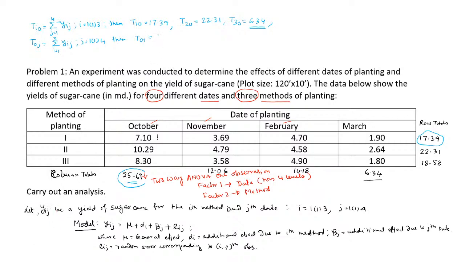T naught 1 is 25.69. T naught 2, this is 12.06. T naught 3, this is 14.18. T naught 4, this is 6.34.